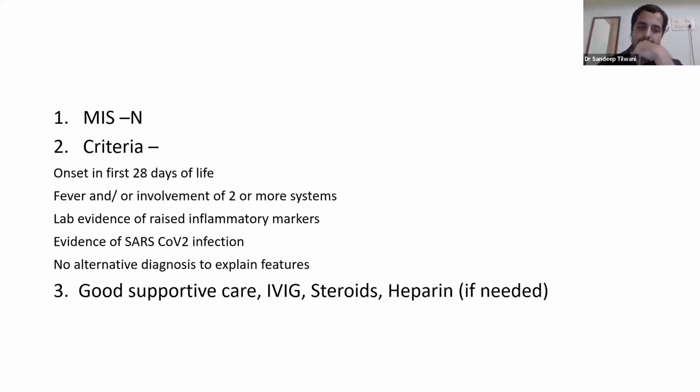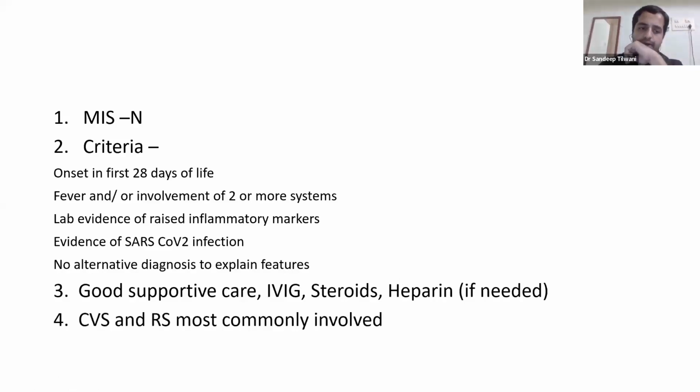Again, management includes good supportive care. So if you have PPHN, you have to take care of the PPHN part. If there is respiratory distress, that has to be managed accordingly. And along with that, you have to consider anti-inflammatory therapy in the form of IVIG and steroids. And if you have raised D-dimer, there is a chance that it may lead to thrombotic complications. So for that, we need to give heparin. Okay, and the two most commonly involved systems are the cardiovascular and the respiratory system in neonatal MIS.